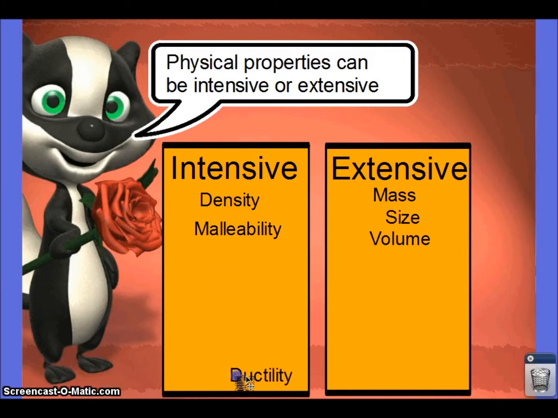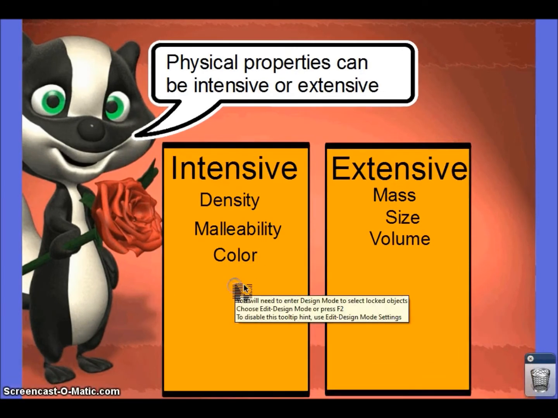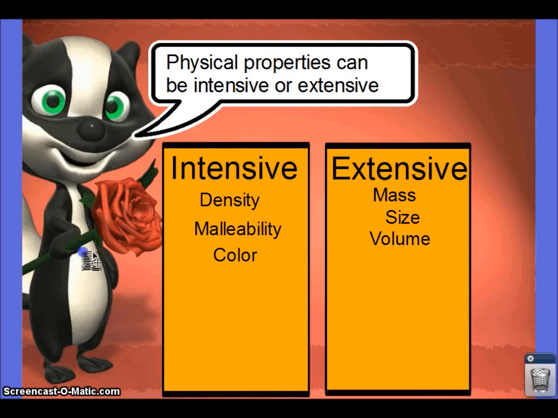Okay, we already did ductility, it won't stay. Let's see if we can find more examples. If I have ductility again, we will move on. Color is intensive. If you have a sheet of paper that is white, it doesn't matter how much paper you have, it's still white. Therefore, it is intensive. Alright, the ductility won't stay.